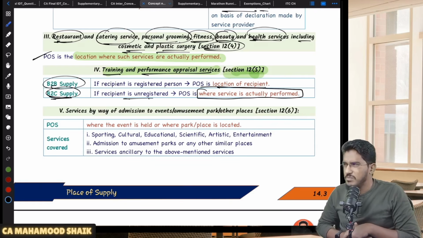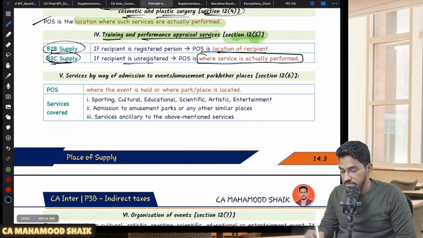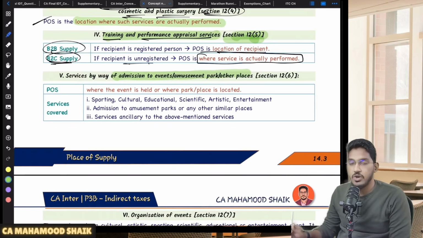12 subsection 4, performance based services on person. 12 subsection 5, training and performance appraisal services. Then we have 12 subsection 6, which is talking about how to determine place of supply in case of services related to admission to event, amusement park or other places.